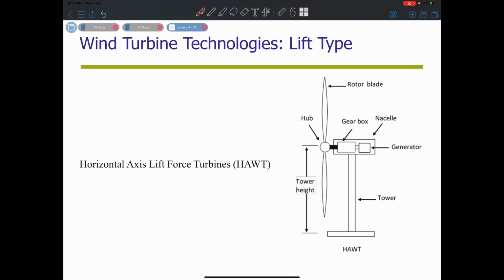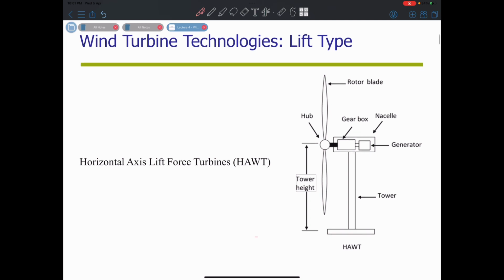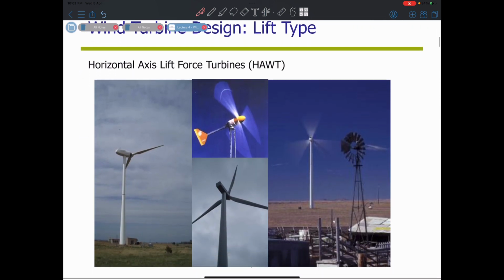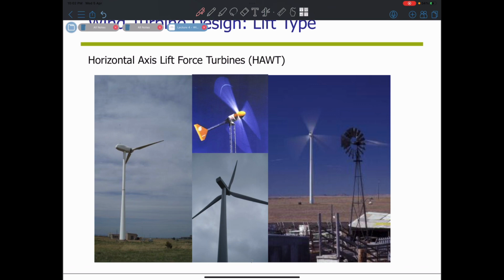And there are also lift type wind turbines in the horizontal axis lift force turbine, as you can see in the figure here. Here are other types of horizontal axis lift force turbines.